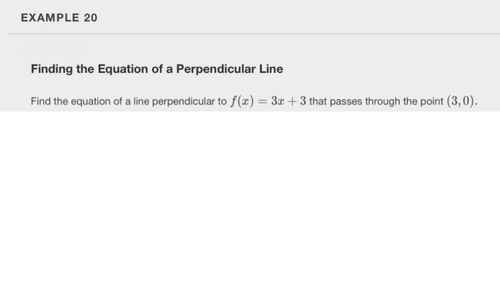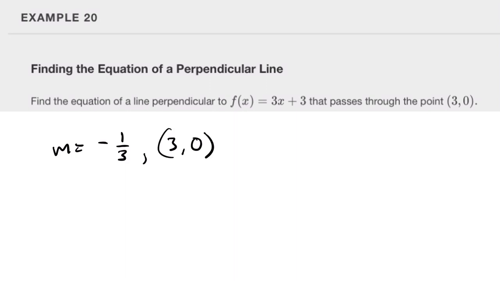Okay. So if their slope is 3 and we want our line to be perpendicular, then our slope needs to be the negative reciprocal of 3. So our desired slope is going to be -1/3. We want it to pass through the point (3, 0).